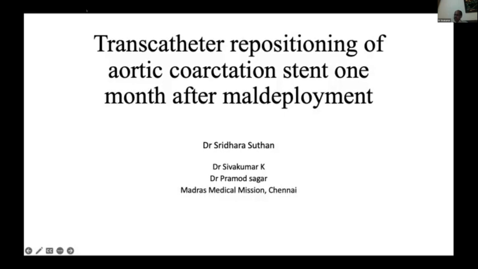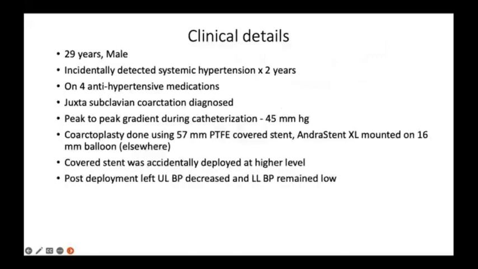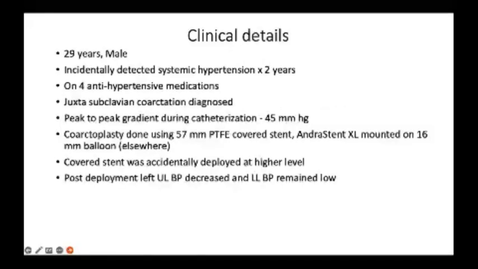I'm going to present an interesting case of transcatheter repositioning of an aortic coarctation stent one month after initial deployment. A 29-year-old male with poorly controlled systemic hypertension despite four antihypertensive medications, diagnosed to have juxtaductal coarctation two years back.